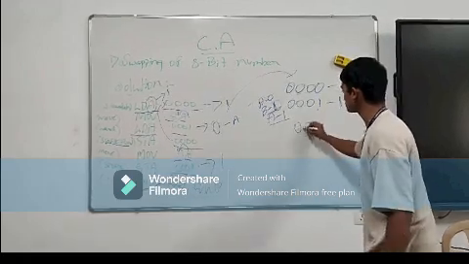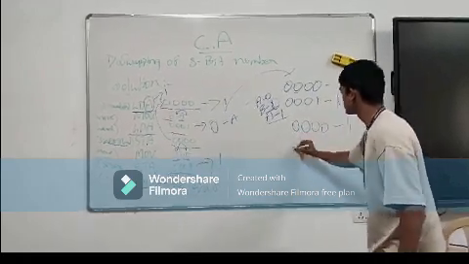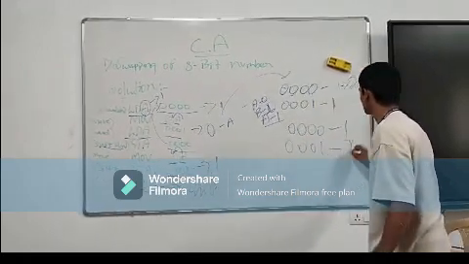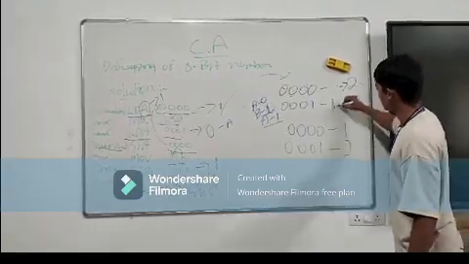Before, the 0000 location had 1, and 0001 had 2. Now you guys see it got swapped.